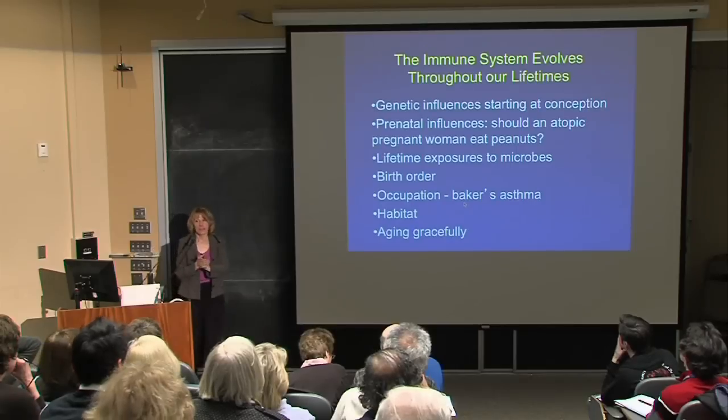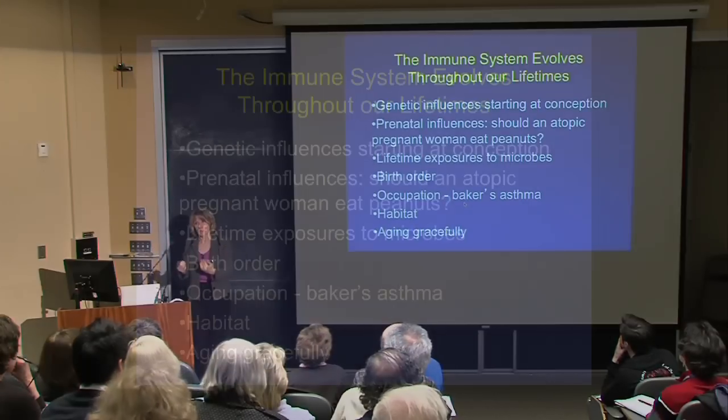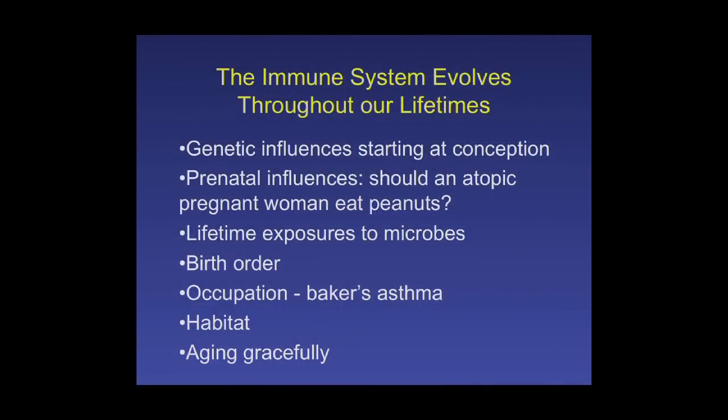Okay. Now, if you were to come see me, I would be taking a history from you to find out where you've been, where you've lived, what kinds of exposures you've had, what's your occupation, because all of these things affect your immune system. So, of course, your genetic influences start at conception. You're conceived, and you have the genes from your parents. Not much we can do about that yet in most cases.